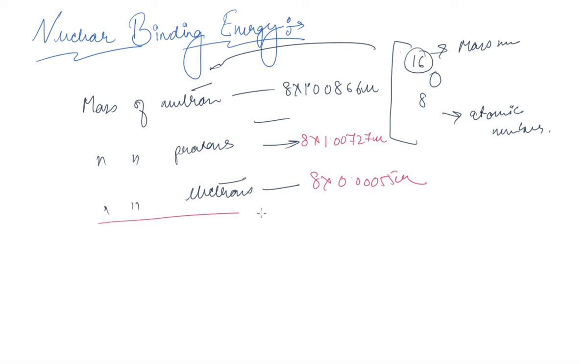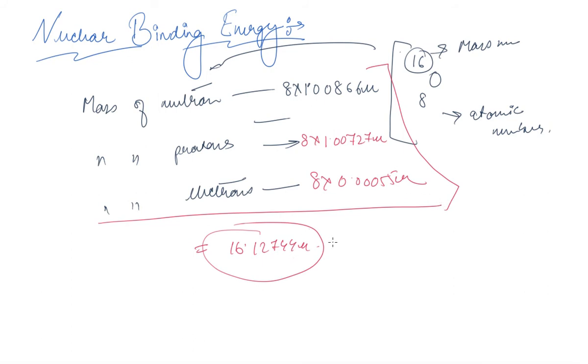So now if I add all of this, the expected mass should have been around 16.12744 U. But what we actually see by using spectroscopy experiments, which is a method in which you can find out the actual mass of a particular element, we won't discuss it in detail. The actual mass of oxygen comes out to be 15.99493 atomic mass unit.